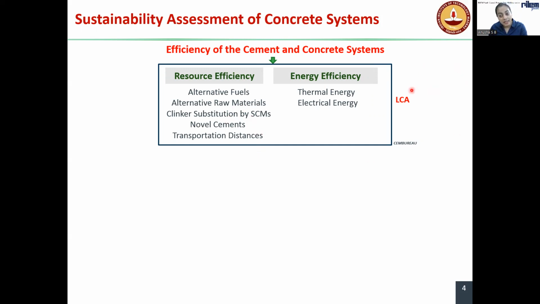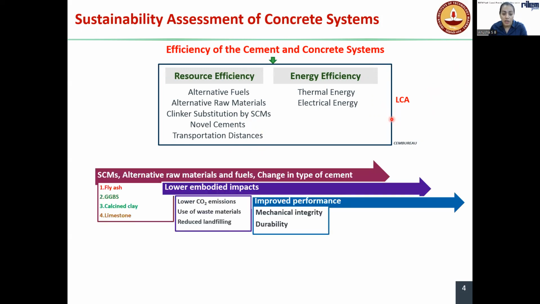Here, life cycle assessment can be used as a tool to calculate the reduction or the change in the embodied impacts. For example, if we are using clinker substitution by SCMs, then it reduces the embodied impact, like CO2 emissions, use of waste materials will be included in the life cycle, and there will be reduced landfilling. And there could also be improved performance in the later life cycle phases: the strength could increase, the durability could increase, and because of durability, the service life also could be extended.